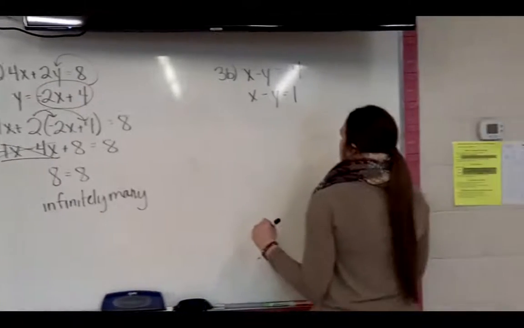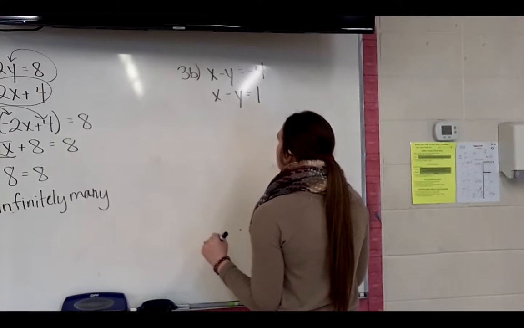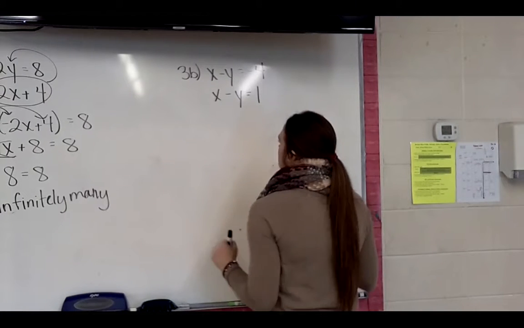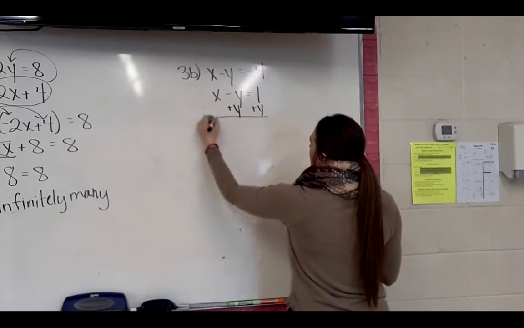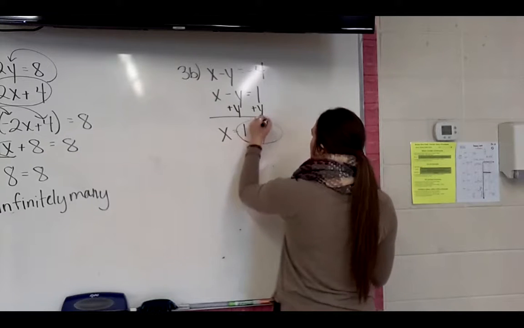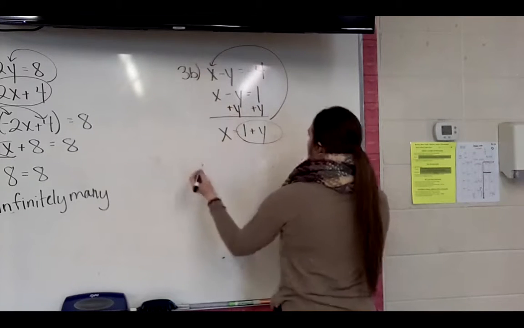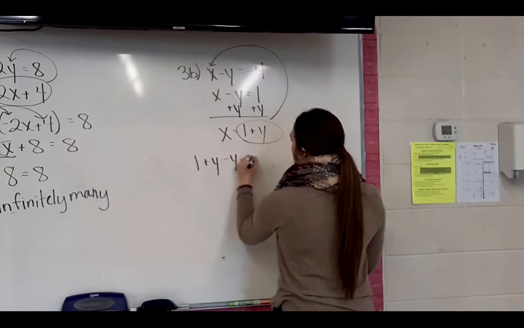Okay, on 3b. None of these are solved yet. I'm going to solve this one for x. It doesn't matter which one. So let's see, add y to the other side. 1 plus y. Now I'm solved for x, so I'm going to take this, plug it in for x on the first equation. 1 plus y minus y equals negative 4.